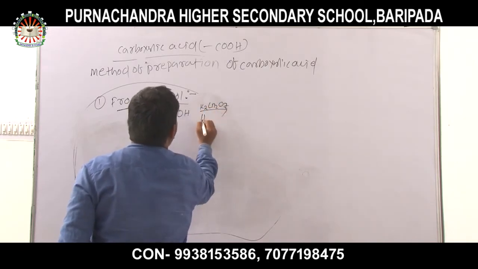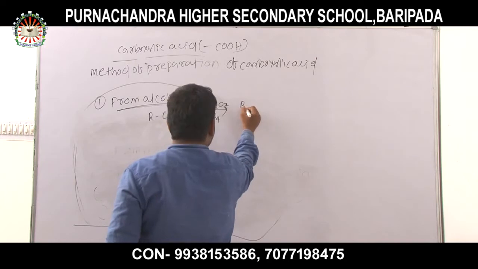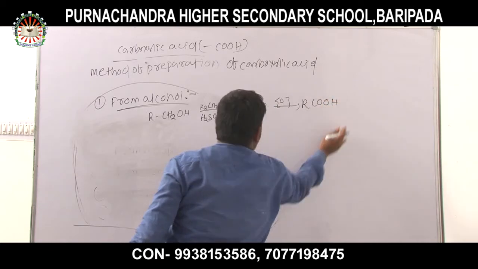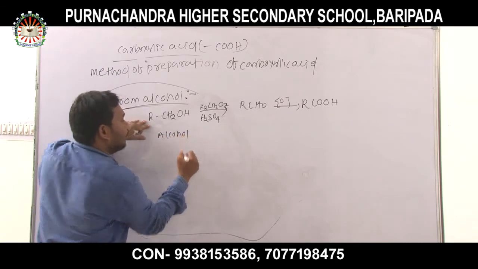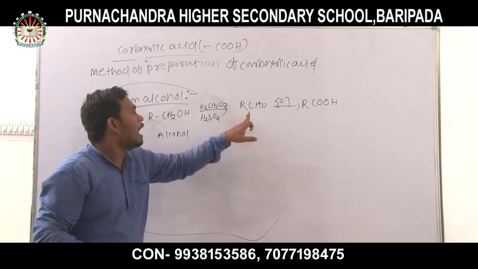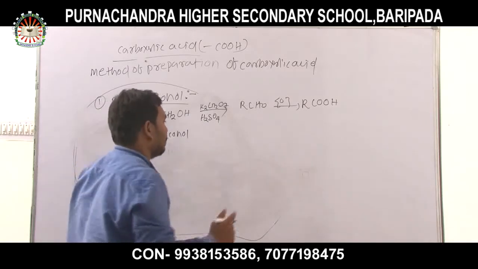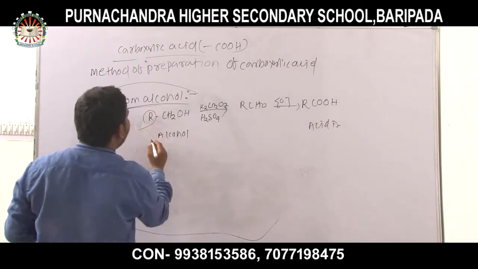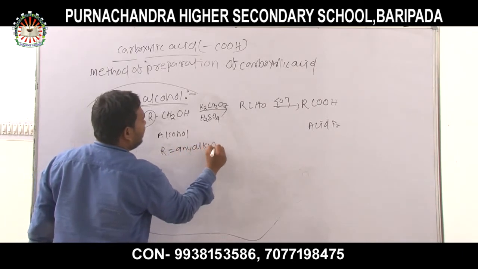K2Cr2O7, potassium dichromate, in the presence of an acidic solution, H2SO4. When an alcohol is treated with acidified potassium dichromate solution, then an aldehyde forms, which undergoes oxidation, and then the acid is formed. Instead of R, we can write here R equal to any alkyl group.